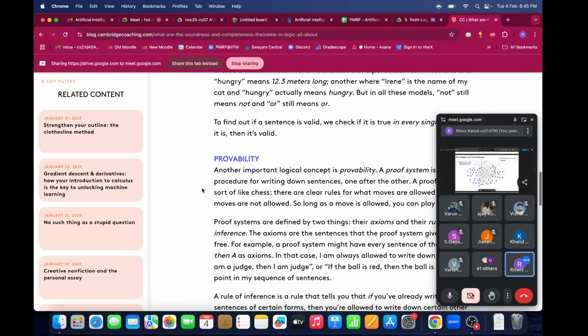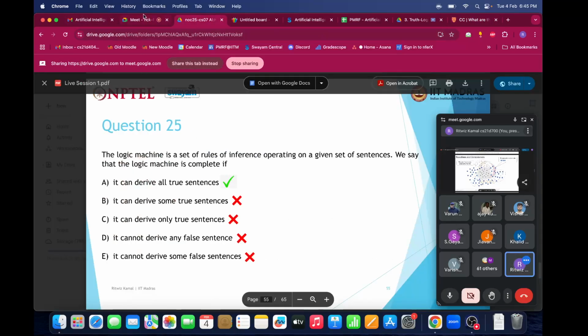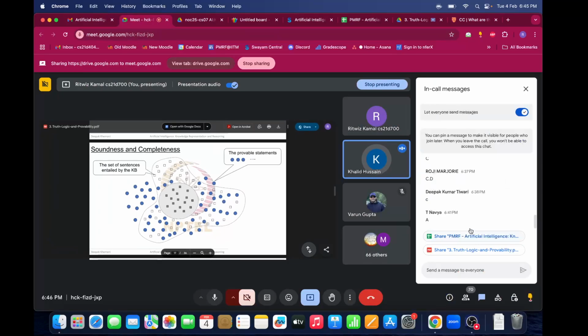Uh, yeah, sorry, I wasn't listening. I was searching for something. Can you please repeat? All the derived sentences are true, then the system is sound. All the true sentences can be derived, then it is complete. Yes, that's right. That seems correct.